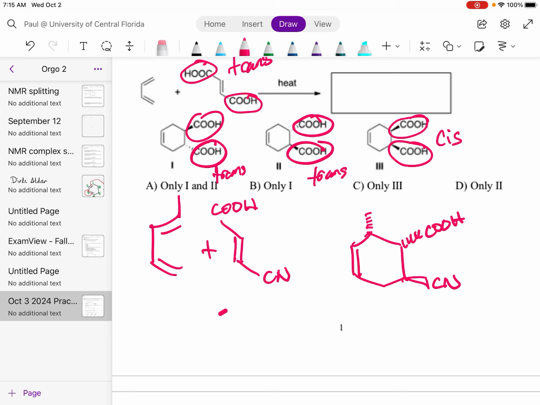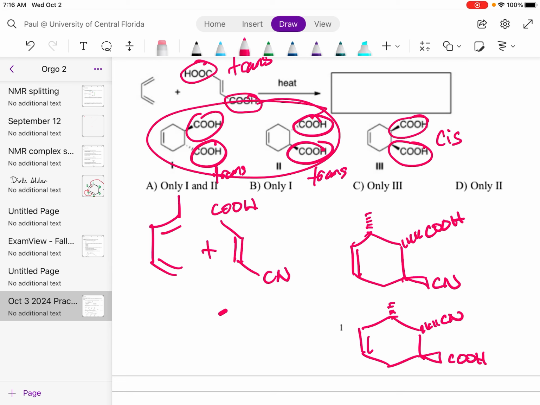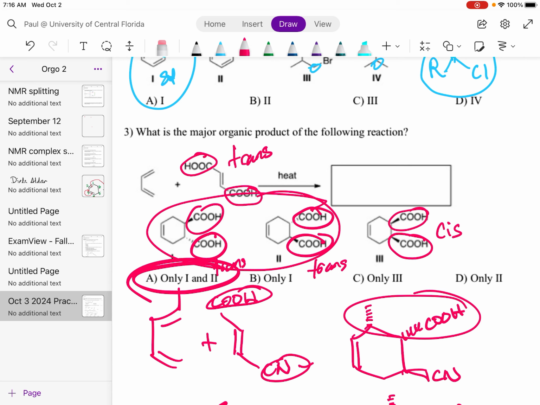Okay. You could also have it switched. You could have had it like this, where the nitrile is now in the ortho, okay, and then the carboxylic acid would be trans to that. So that's why there's two answer choices like that in that problem, is because both of these groups right here are electron withdrawing, so both of those would want to be or can be in the ortho position, or ortho with respect to that methyl group, okay. So for question three, the answer would be A.